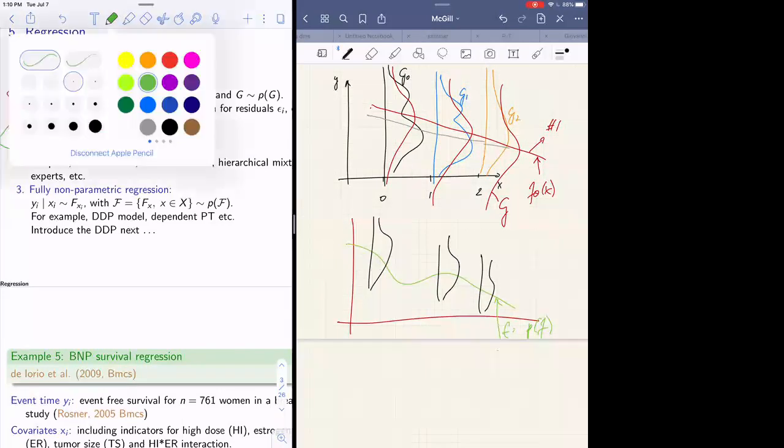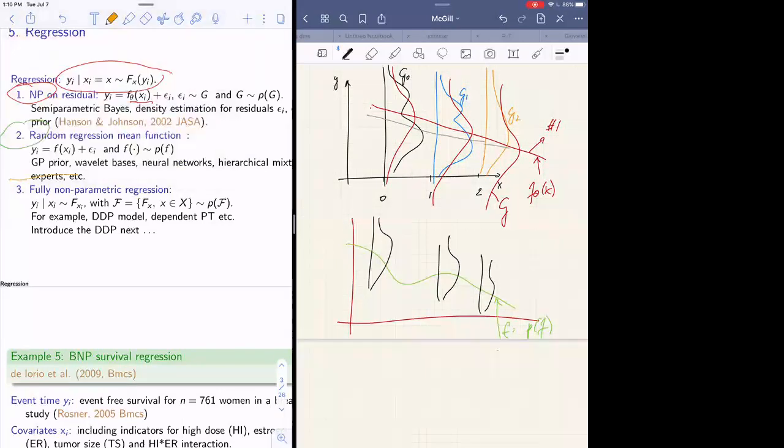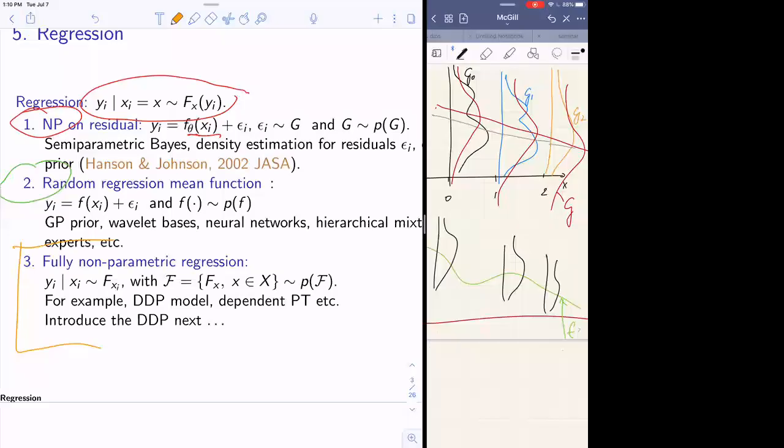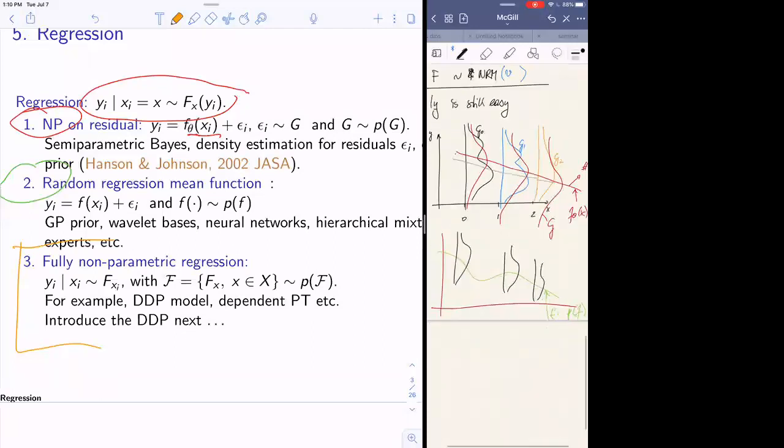What we really want to talk about today is the third one. It's like the fully non-parametric case, which is what I started out with, the picture on the right side, when we have the black, the blue, and the orange distribution, and we really need then a prior probability model for a family of random probability measures indexed by X. So that's really the most general case, and that's what we'll talk about today.